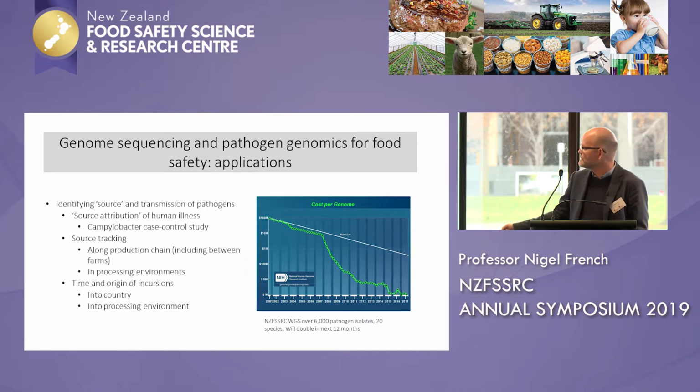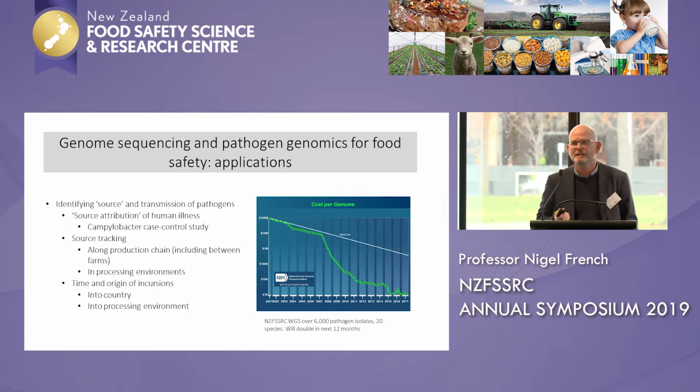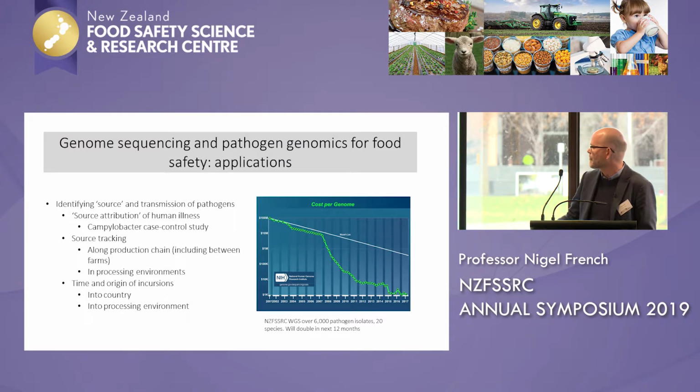Now the kinds of applications that we're seeing: we are applying it to Campylobacter, as Martin mentioned, in our equivalent of the case control study, the Campylobacter case control study, very similar to the one that's being run in Australia for attributing human illness. Source tracking, I'll talk a bit about later, along the production chain in processing environments. But also this is where food safety meets biosecurity, and this is a key point that I want to make, that biosecurity and food safety are really much linked when we start talking about whole genome sequencing, and hopefully it'll become clear why. And looking at the time and origin of incursions of foodborne pathogens into countries, but also into much more local environments as well.